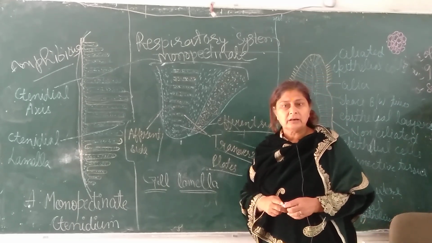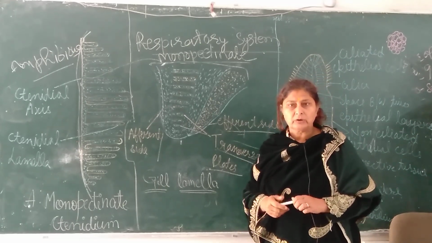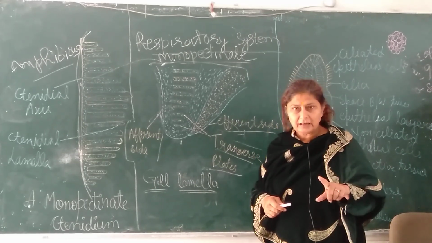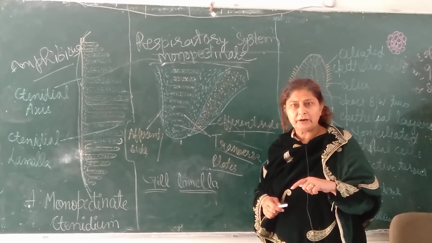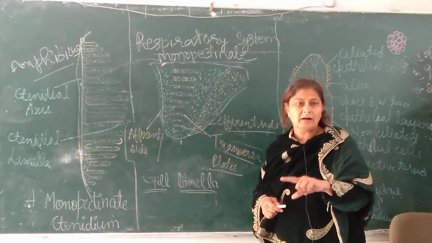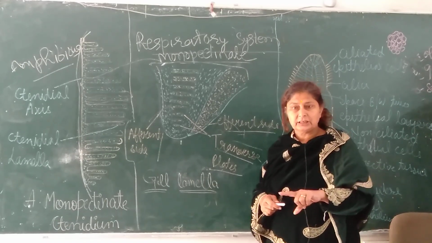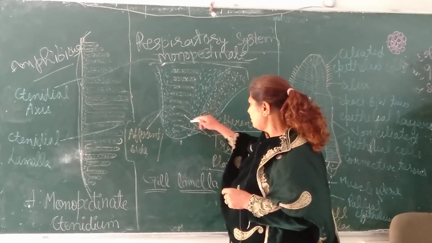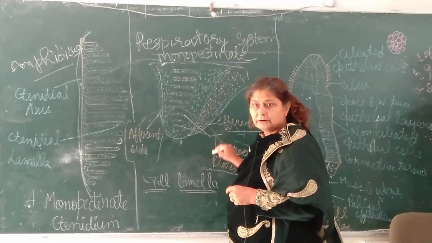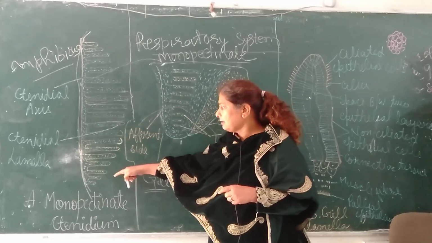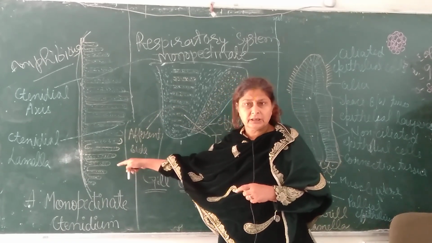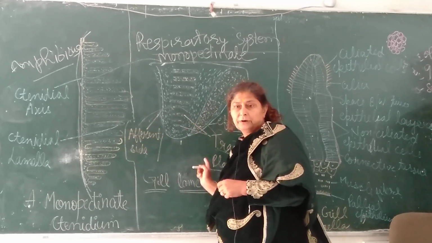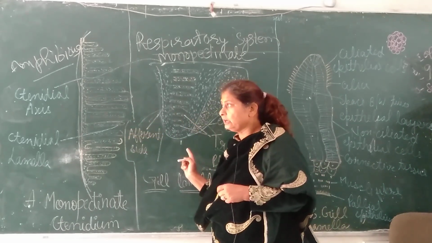What is that called? In the circulatory system we have studied, it is called the ctenidial vessel, which opens into the auricle after oxygenation. Here is the deoxygenated blood, here the oxygenated blood. From the ctenidium, after oxygenation, the ctenidial vessel opens into the auricle with oxygenated blood.